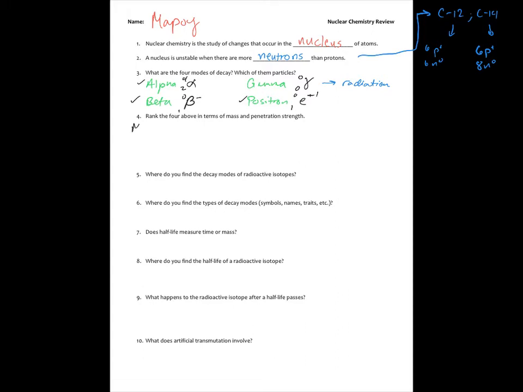Let's start with mass. So we're going to rank them in terms of least to greatest. So the smallest mass here is gamma. It's not even a particle, it's just radiation energy. Gamma has the least mass. Then you have beta and positron being equal masses. They're almost the same, just opposite in charge. And then you have alpha particles being the greatest.